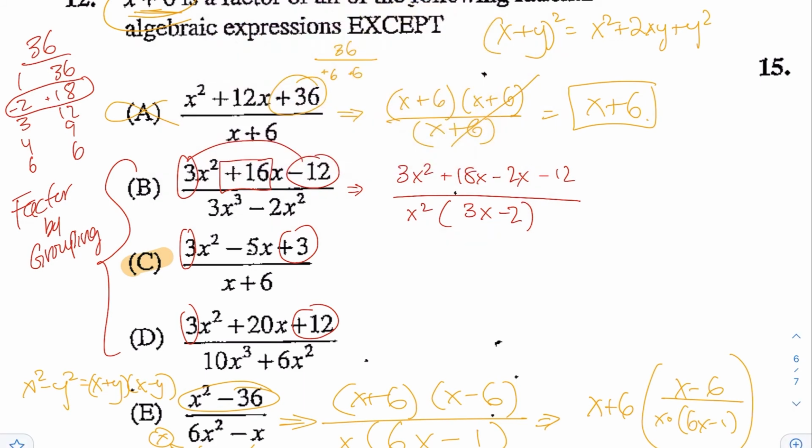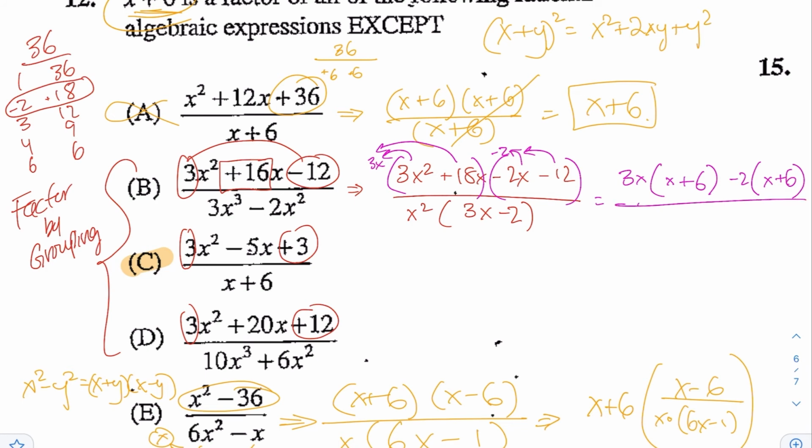So for the numerator here, you would then factor by grouping. For the first term, you can factor out 3x. For the second half, you can factor out a negative 2. So that would lead to 3x times x plus 6, and then negative 2 times x plus 6 as well. So that's where that x plus 6 comes from.